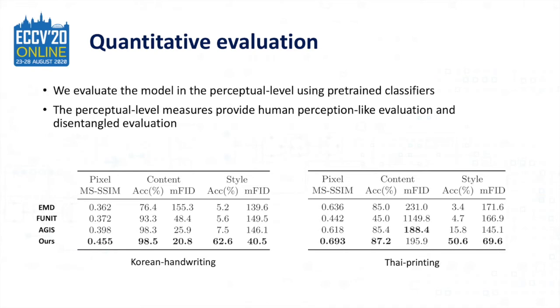In the quantitative evaluation, we evaluate the model closer to human perception, as well as with pixel-level evaluation. Using the pre-trained style and content classifiers, we measure two perceptual-level scores, classification accuracy and mean FID. As shown in the table, DM-Font scores the best in most of the measures. Some methods show similar results in the content score, but our model dominates the stylization performance.